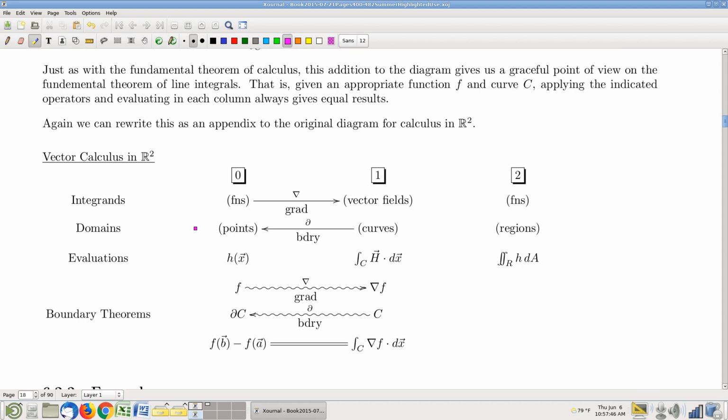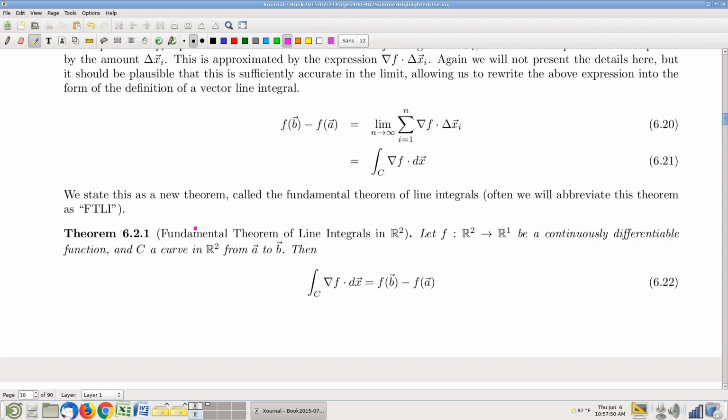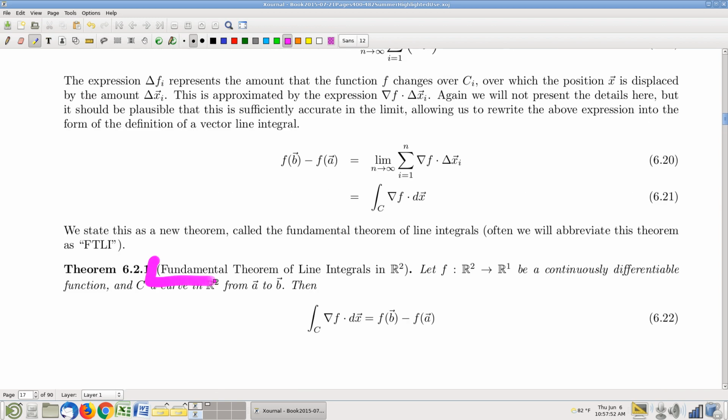Where did I write this down? Here it is. Fundamental theorem of line integrals in R2. Because it's kind of like the fundamental theorem of calculus. Everybody on board?